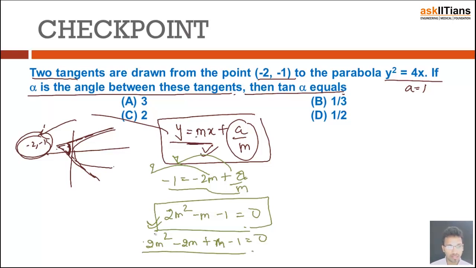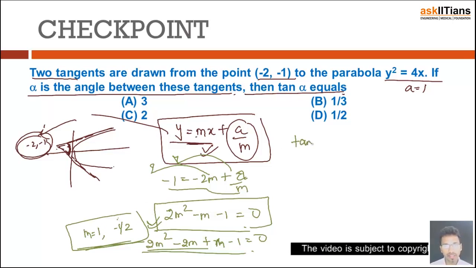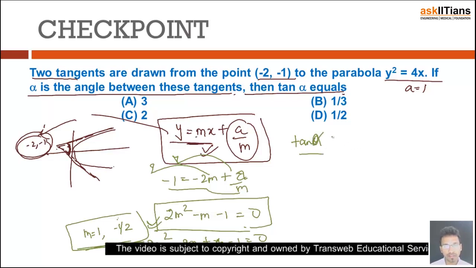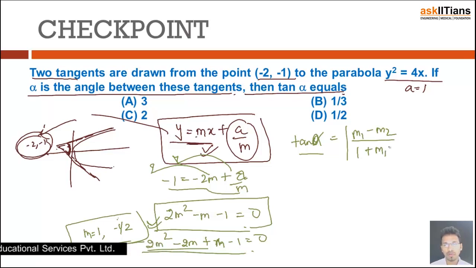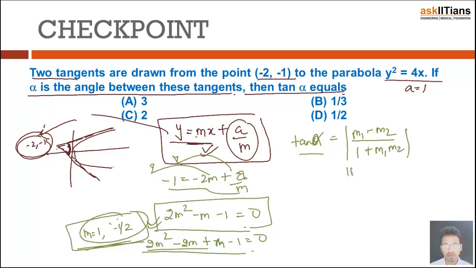So clearly roots will be m = 1 and m = -1/2. You can check yourself. From here we know that tan theta, that is the angle between any two lines, or tan alpha in this case, is nothing but (m1 - m2)/(1 + m1 m2). We can substitute the values here: (1 + 1/2)/(1 - 1/2), 3/2 over 1/2 will give you 3. So this was about the question solving.